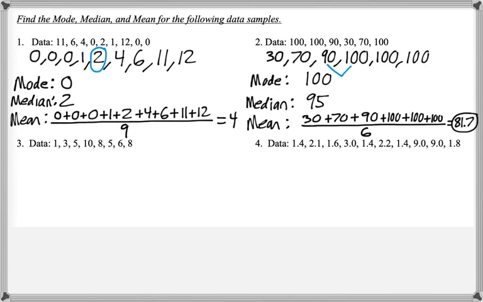and unless otherwise stated, we always want to round the mean to 1 decimal place past the original data. So all of these are whole numbers, so we want to round our mean to the tenths.